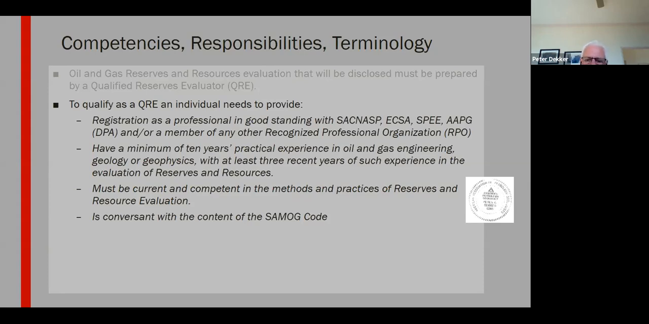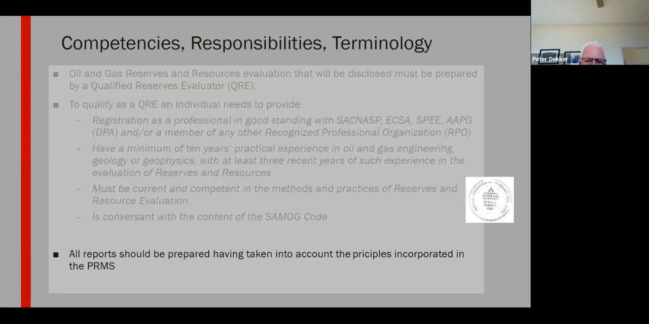They must be current and competent in the methods and practices of reserve and resource evaluation, and be conversant with the content of the SAMOG code. All reports should be prepared having taken into account the principles incorporated in the PRMS, as I have explained to you.